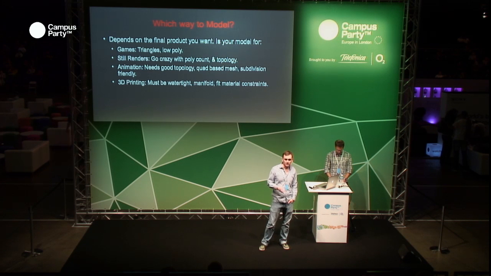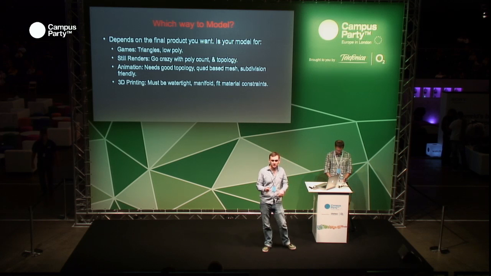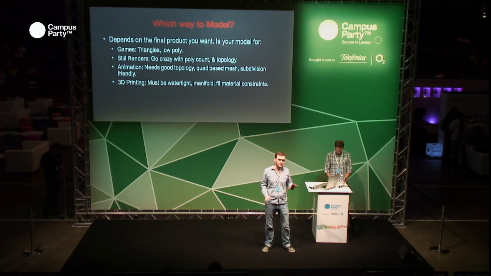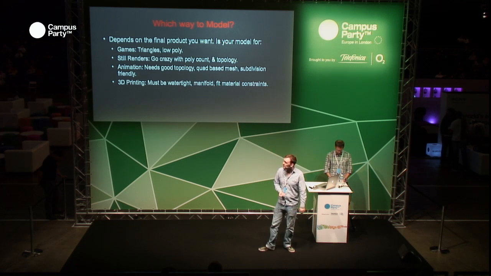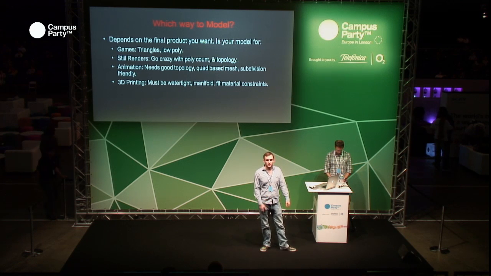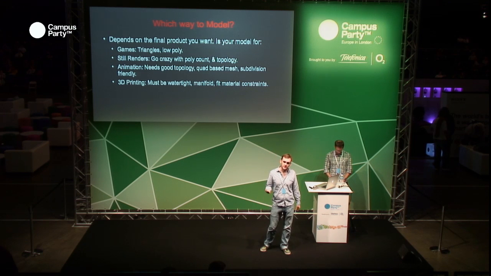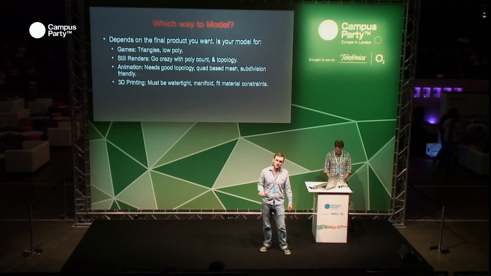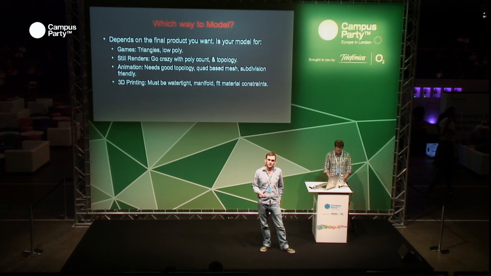Your topology, I'll cover what topology is in a second if you haven't heard of the term before. But that could be crazy. You can have triangles and quads all over the place. It doesn't matter what your model looks like under the hood, as long as it looks nice in that final render. Animation is different again. You need to make a model that subdivides well, that deforms well when you try and animate it. And Blender's got tools for making models that work well when animated, and it's also got a wealth of animation and rigging tools.